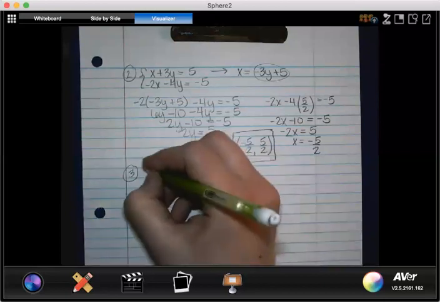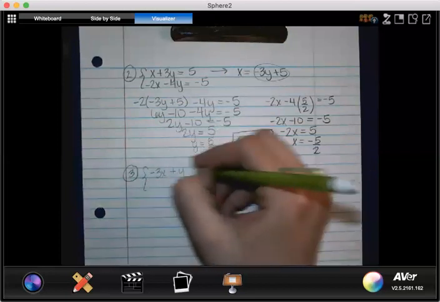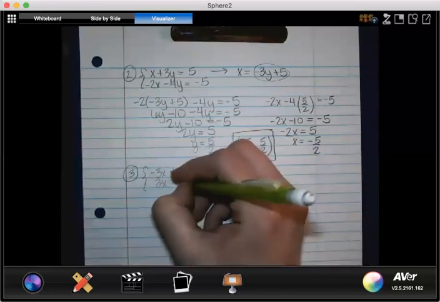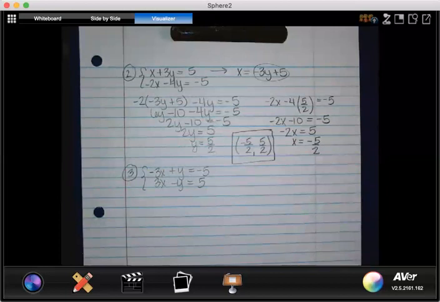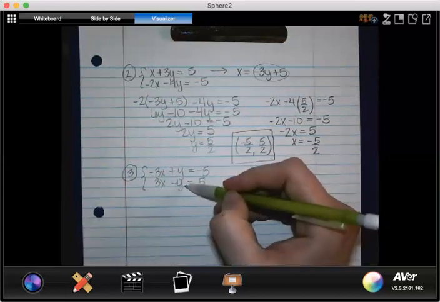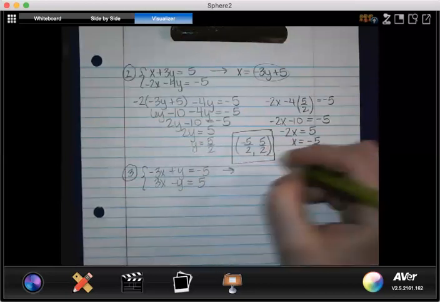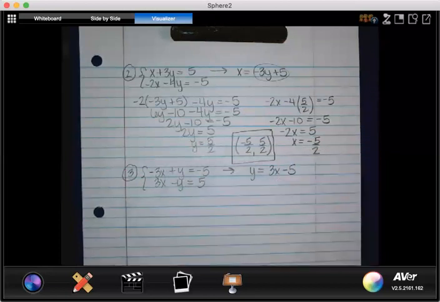Okay, number 3. -3x plus y equals -5. 3x minus y equals +5. Okay, so step 1 is to solve for a variable. Now, in this case, we have 2 variables that both are single variables, but this one's a negative, which means I would have to get rid of the negative. So I'm going to go ahead and go with the positive one. So that means y equals 3x minus 5. And I'm going to substitute that into y for the other equation.